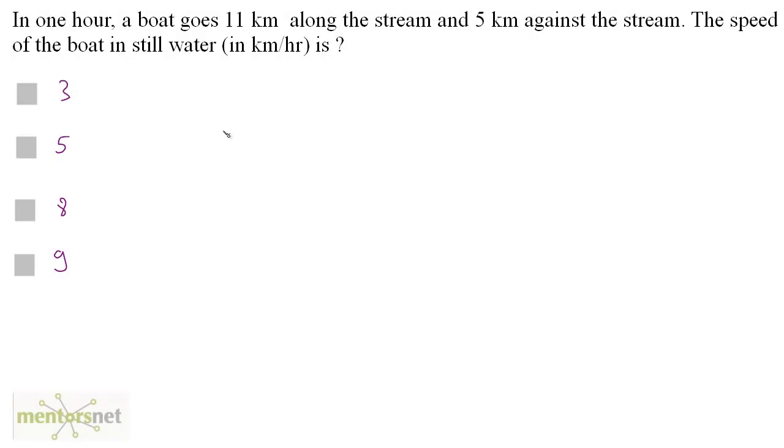In 1 hour, a boat goes 11 kilometers along the stream and 5 kilometers against the stream. The speed of the boat in still water in kilometers per hour is. So this boat goes 11 kilometers along the stream in 1 hour. So we have been given the downstream speed. So downstream speed is equal to 11 kilometers per hour. And the same boat, if it goes against the stream, it travels 5 kilometers in 1 hour. So we have been given the upstream speed, that's 5 kilometers per hour.